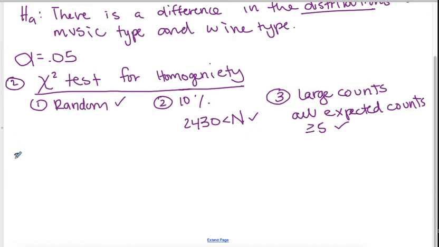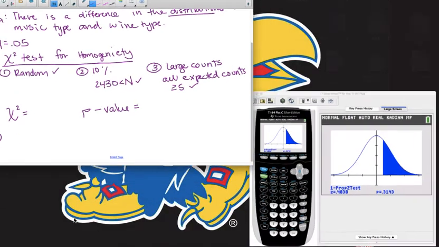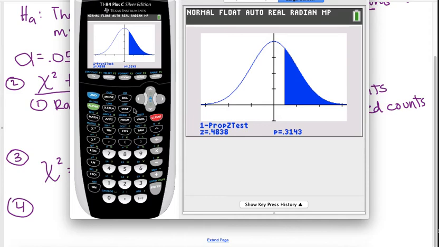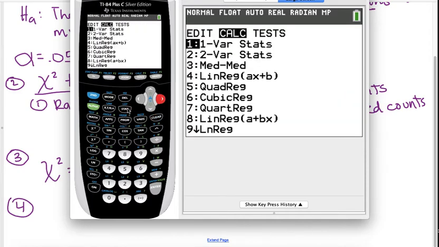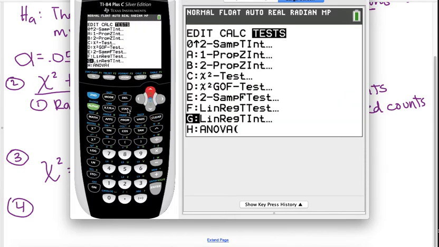Now we're ready to go to our calculator and actually find our chi-squared test statistic and the p-value associated with it so that we can make our conclusion. Is there a difference or is there no difference in these distributions? So when we go to our calculator, we're ready to run a test. I'm going to go to test and scroll up. Here's goodness of fit, where we had a list of values. The other option we have is a chi-squared test.